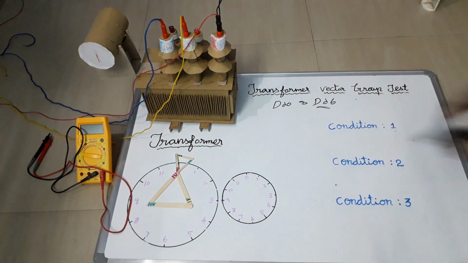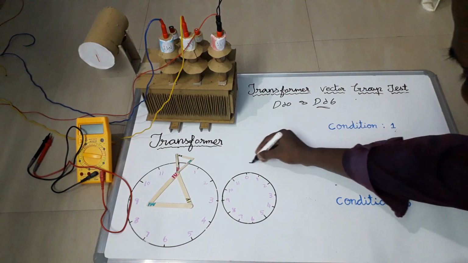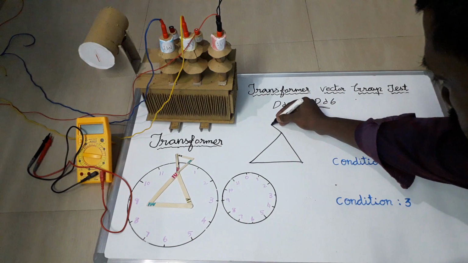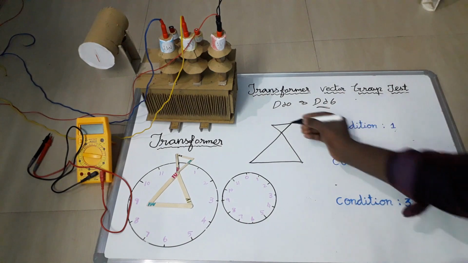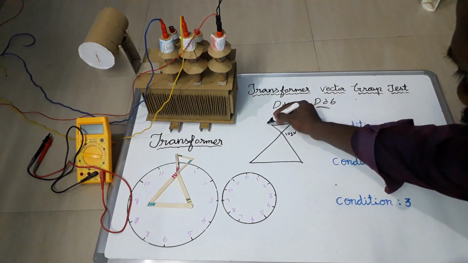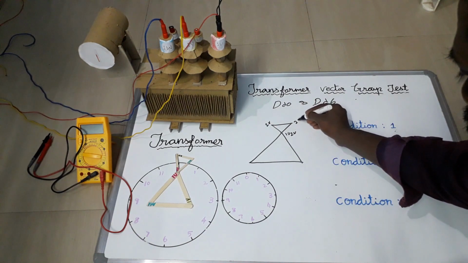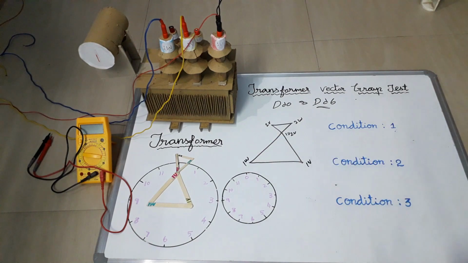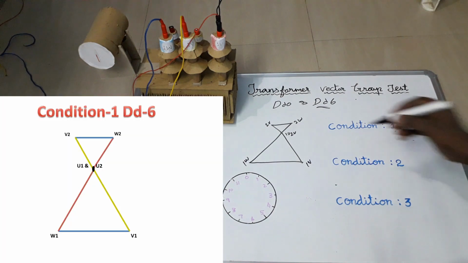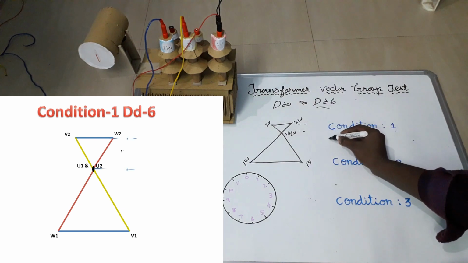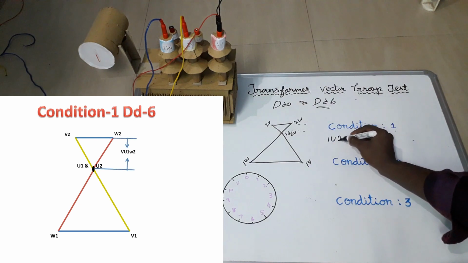I am going to draw this same over here. This point is 1U, 2U, and this is 2V, this is 2W. This is 1W, this is 1V. For condition 1, I am going to check voltage between here and here. That is 1U, 2W.